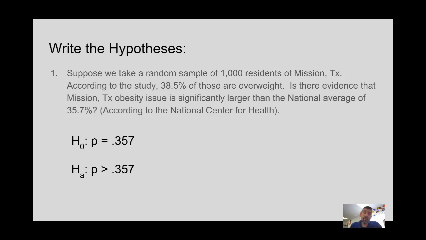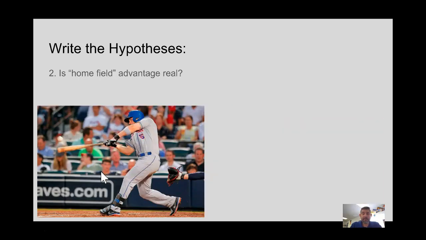Now on the side, we are going to want to define p. So p in this case, and I don't have this written down here, but p is going to be the proportion of overweight citizens in Mission, Texas. Okay. Again, p is greater than 0.357, and we get this from where it says significantly larger, right? So greater than. Let's take a look at some examples.